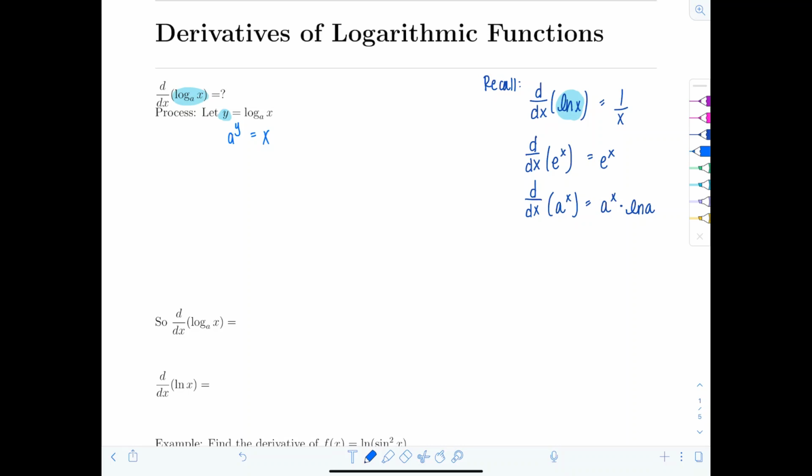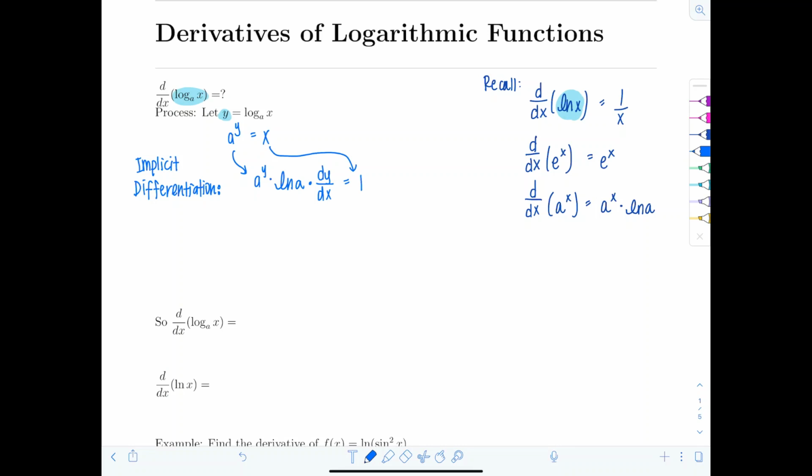Okay, now I'm going to differentiate this equation with respect to x. Notice y is defined implicitly in terms of x. But have no fear, we just learned implicit differentiation, so we got this. So the derivative of a to the y is going to be a to the y times ln of a, and then since I'm differentiating y with respect to x, I have to use the chain rule, multiply by dy dx. And this is equal to the derivative of x, which is just 1.